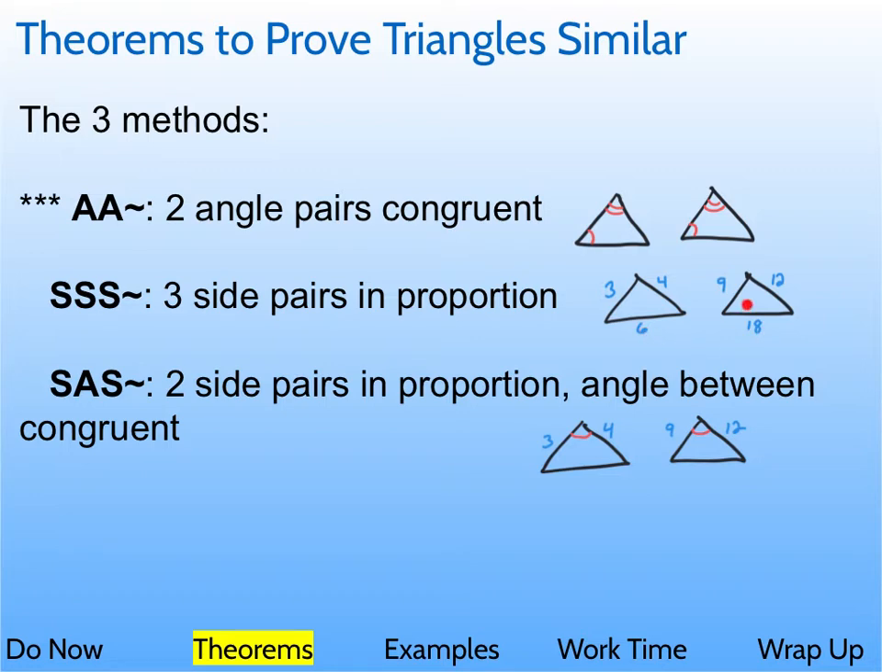Or if you go the other direction from here to here, that's a scale factor of 1/3. Either way, it's the same number for all of the sides. And then the last way is side angle side, where you have two pairs of sides that are in proportion, and the angle in between is congruent. So those are the three methods you can use to prove triangles similar.